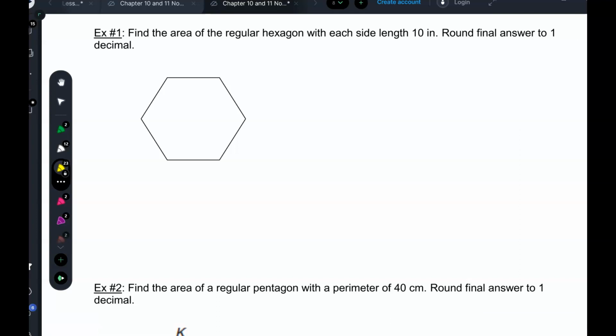Wait, it's cut off. Oh, wait, so we don't have to know the steps? It says round to 1 decimal. Okay.